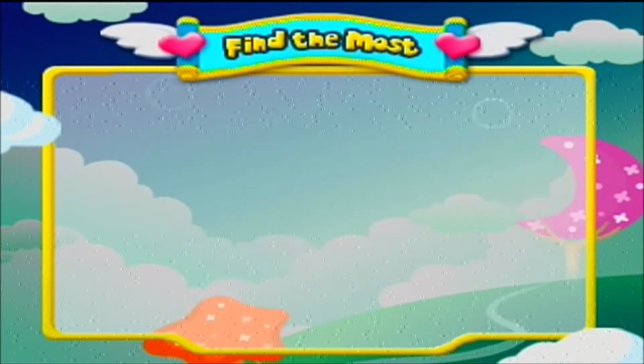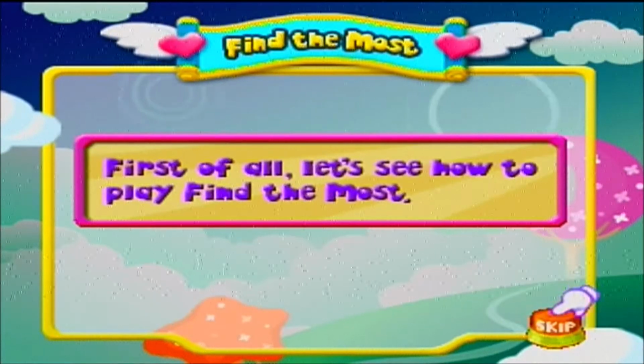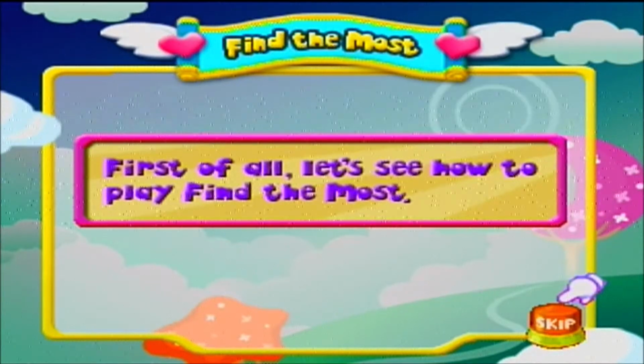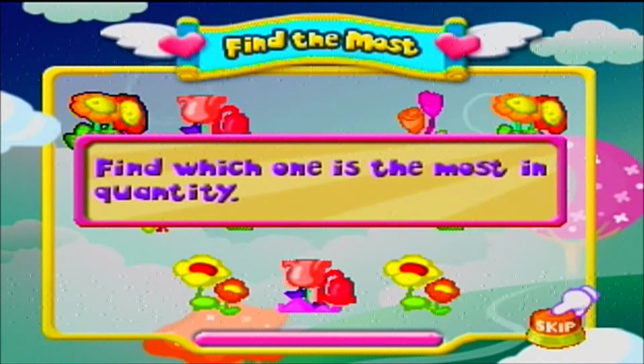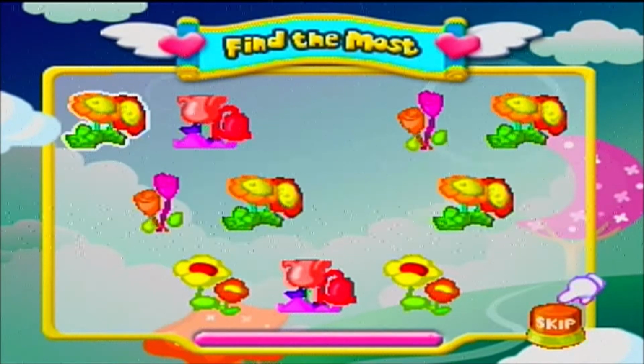Find the most. First of all, let's see how to play find the most. Find which one is the most in quantity.